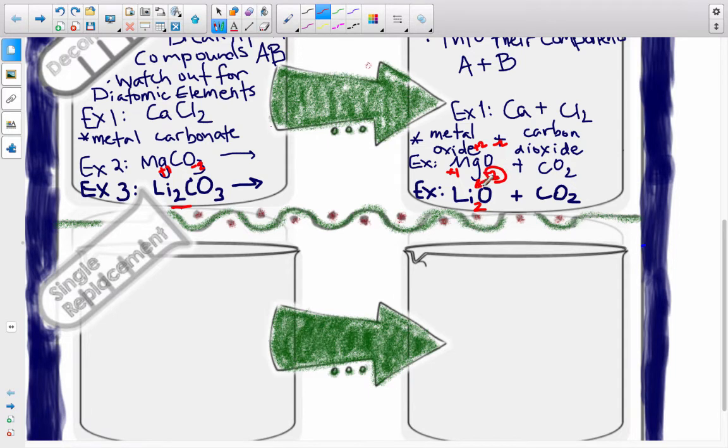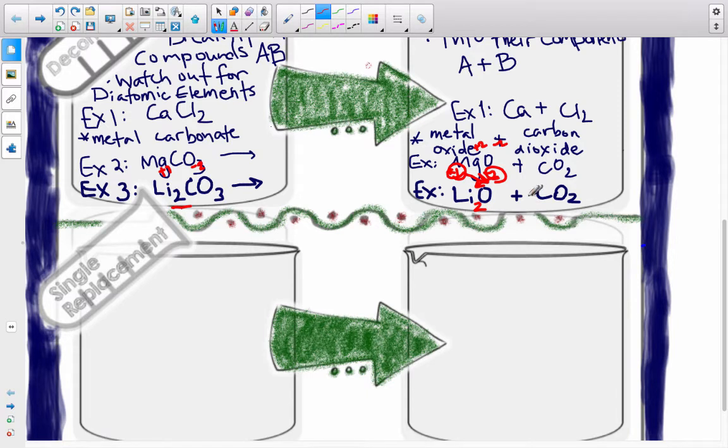Remember the crisscross rule? That 2 drops down and across. I only need 1 oxygen because lithium has a +1 charge. Once you're done figuring out your charges, then erase them so they don't show up in your final balanced equation. Or you could do that work off to the side and then write your balanced equation in your answer.